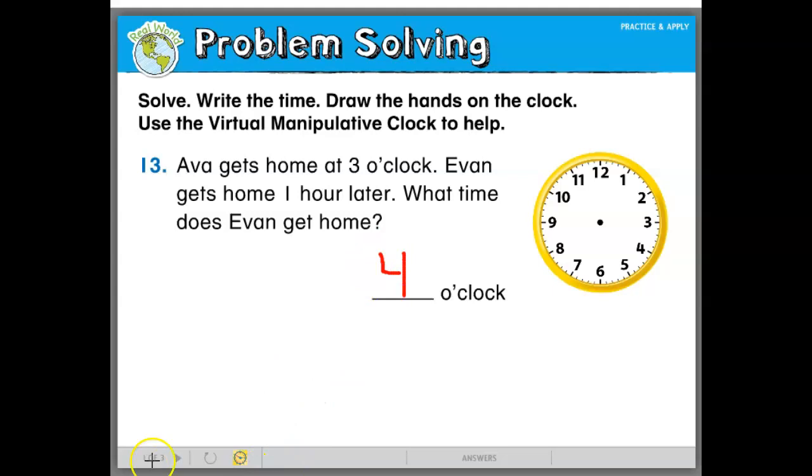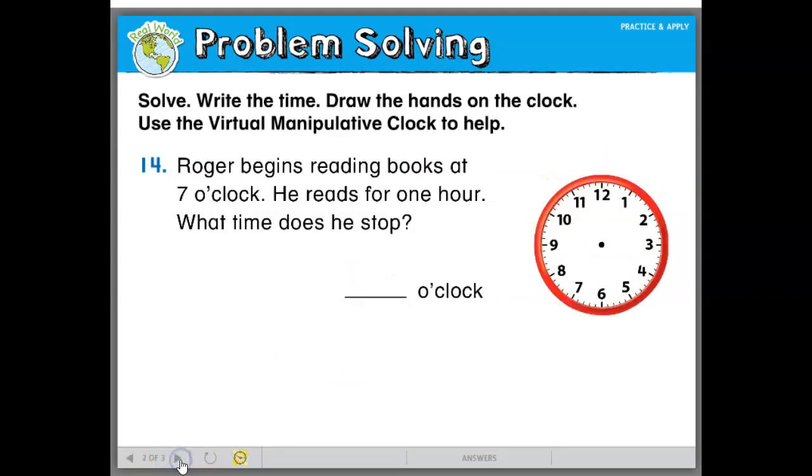Very good. Let's try another problem like that. This one says Roger begins reading books at 7 o'clock. He reads for 1 hour. What time does he stop?